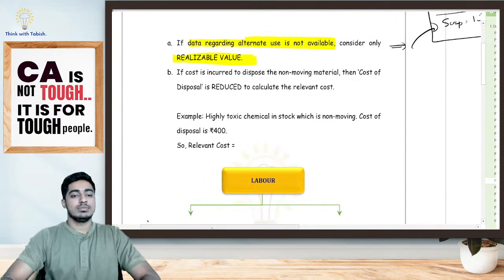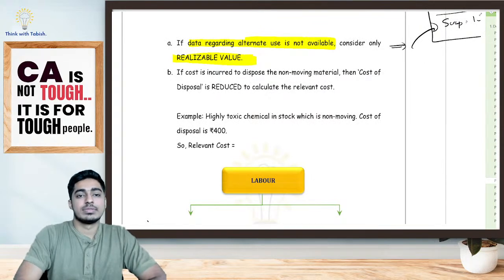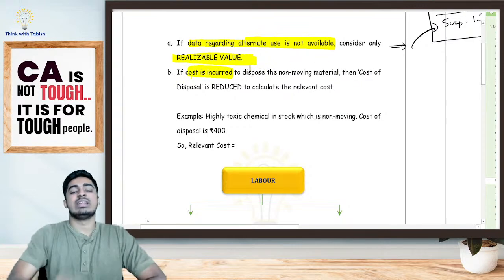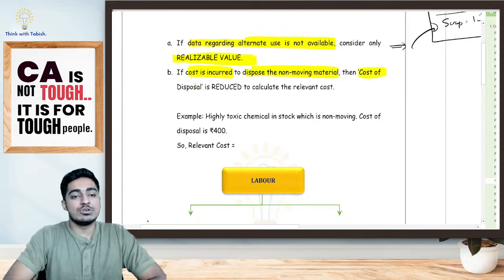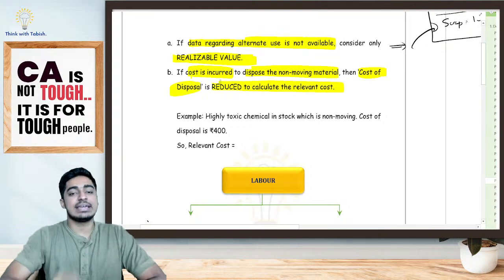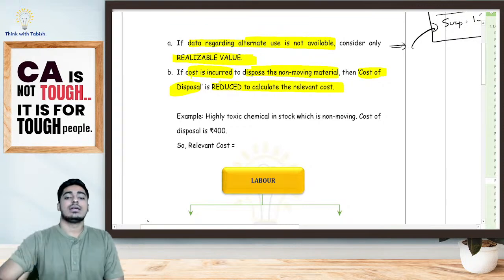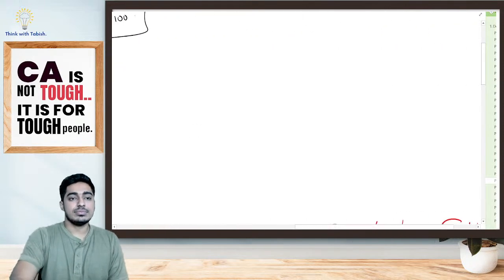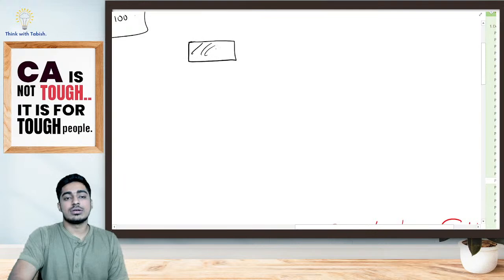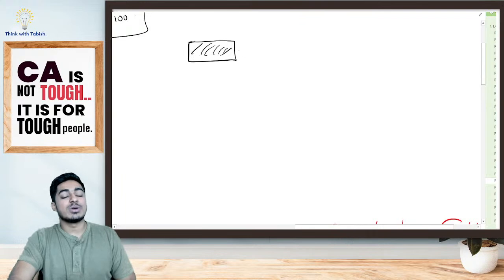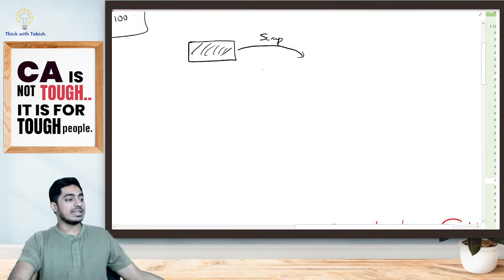Now, one final point is, if cost is incurred to dispose of the non-moving material, then the cost of disposal is reduced to calculate the relevant cost. What is it trying to tell? Look at this. I have a raw material in stock. It is non-moving. Still, what I could have done is give it to my scrap dealer. Yes, I could have given it to the scrap dealer.